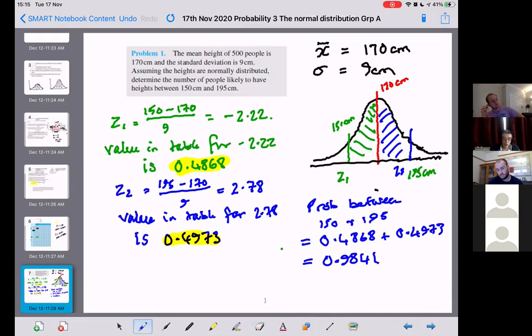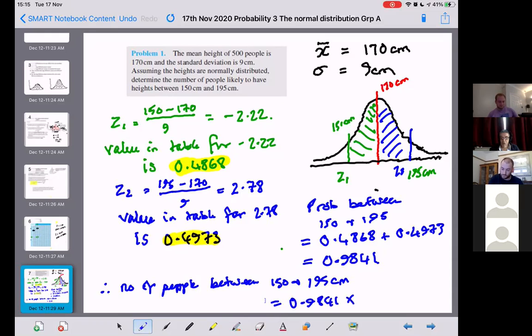Therefore, number of people between 150 and 195 centimeters equals 0.9841 times the number of people in the sample, which is 500. 492 to the nearest person. All happy with that?